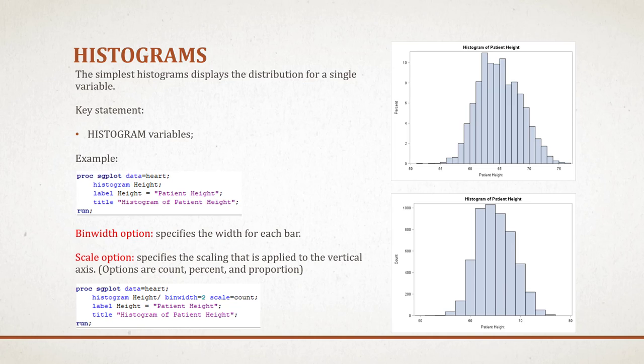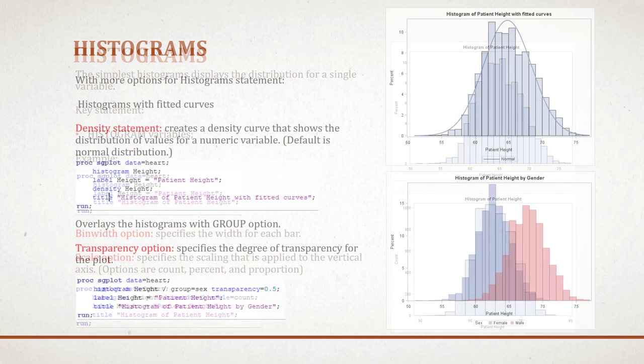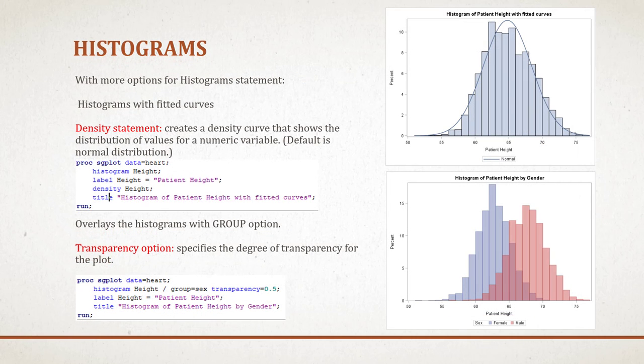Again, here on the PowerPoint slide, we see the comparison of the 2 different plots. In the bottom one, we change the bin width to be equal to 2, and we also change the scale to be count. We always want to check the distribution of the variables before we do any kind of analysis.